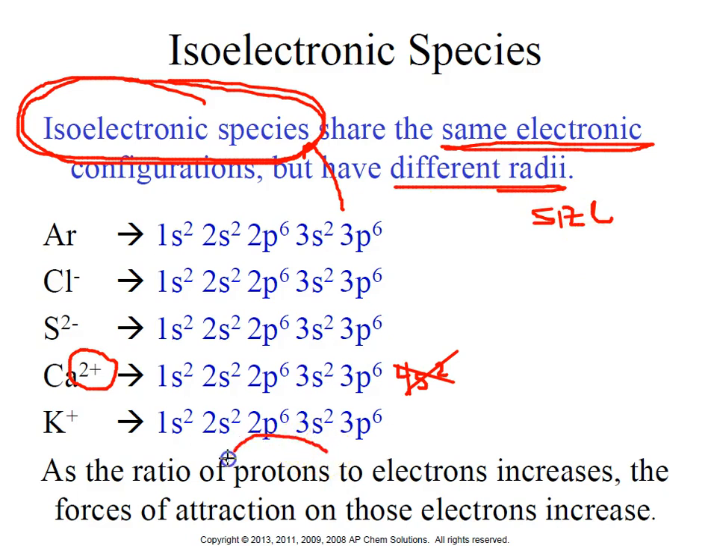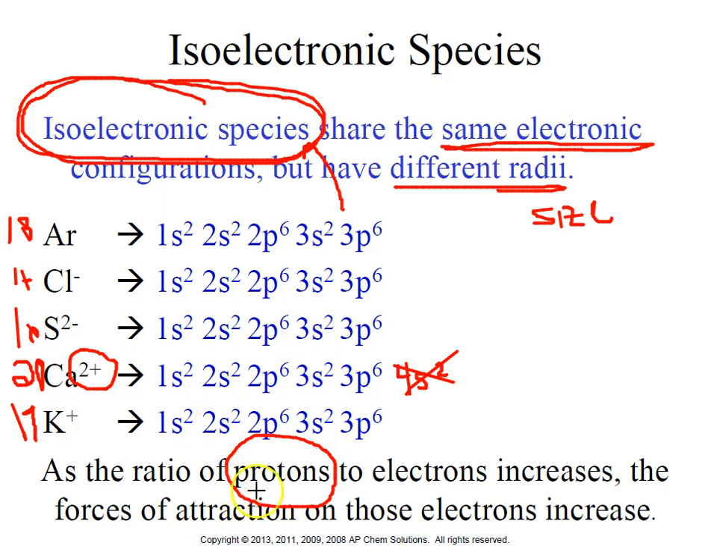Because they have different protons. So argon has 18 protons. Chlorine has 17. Sulfur has 16. Calcium has 20. Excuse my writing here. And potassium has 19. So which of these do you think is the smallest?